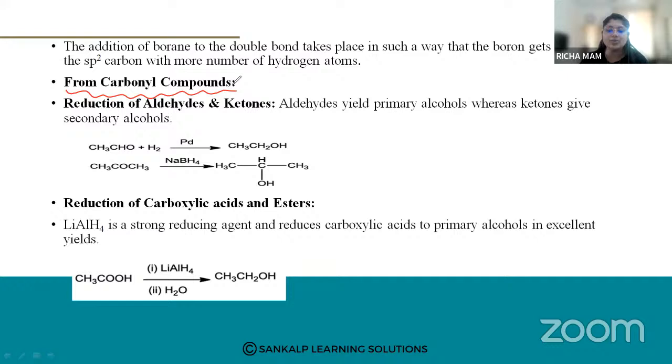Next is from carbonyl compounds. So first is by reduction of aldehydes and ketones. Okay, so let us see. Aldehydes and ketones can be reduced. Aldehydes will yield primary alcohols and ketones will give you secondary alcohols on reduction.